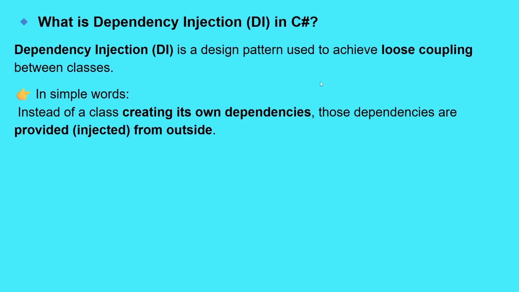Today, one of the important concepts in ASP.NET, that is dependency injection. So today we are going to learn about this one. First, we'll go with what is dependency injection. Dependency injection is a design pattern used to achieve loose coupling between classes. In simple words, instead of a class creating its own dependencies, those dependencies are provided from outside.